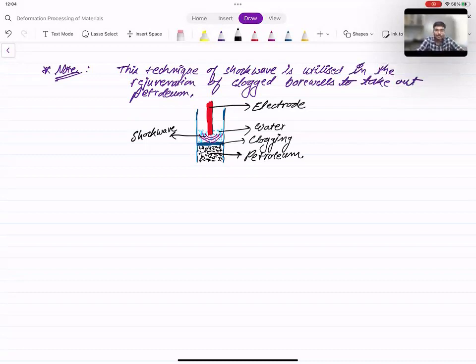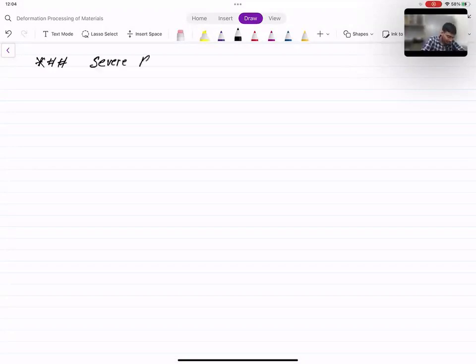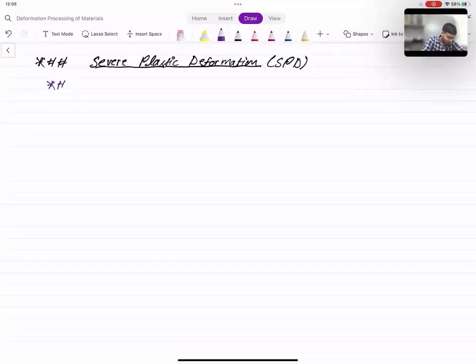Okay, so now let us quickly see some briefing about the latest techniques used for deformation, which is also known as severe plastic deformation. Okay, so in that there are several techniques, but we will focus on the ECAP process. So severe plastic deformation, abbreviated simply as SPD. In this we will see the ECAP process, which is also known as equi-channel angular pressing.